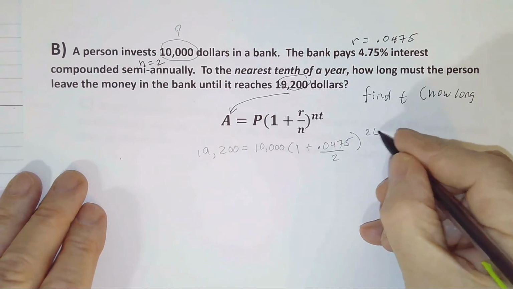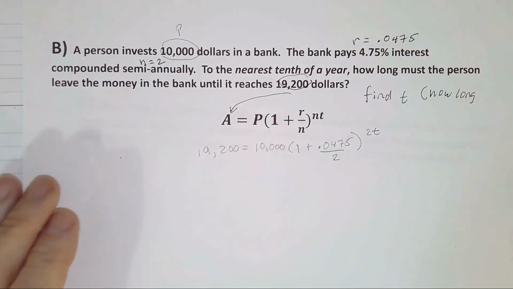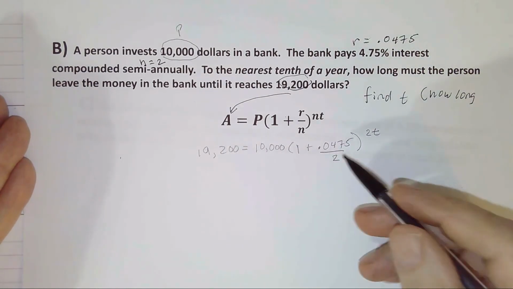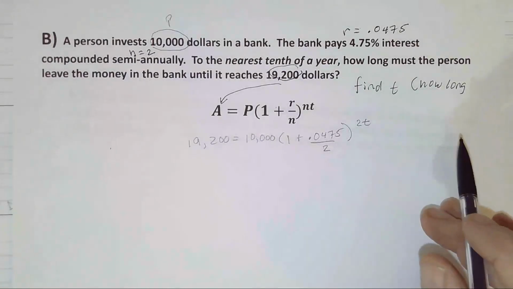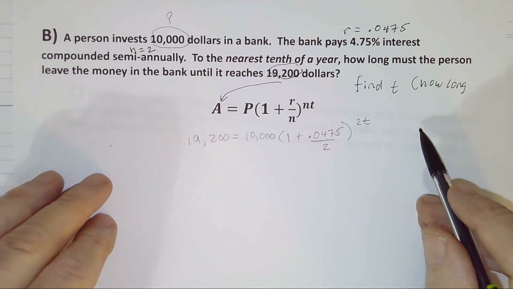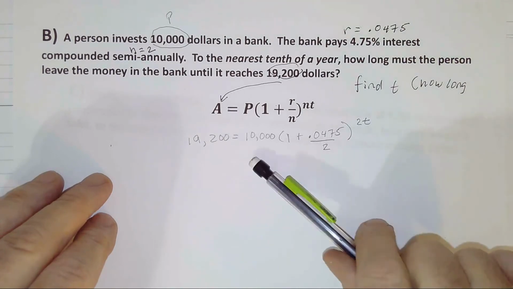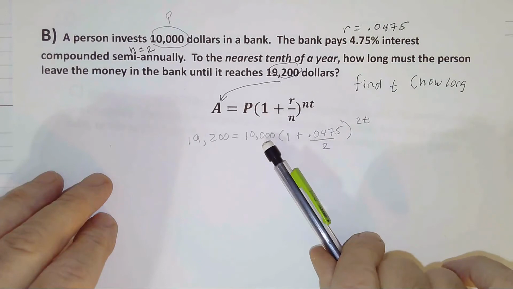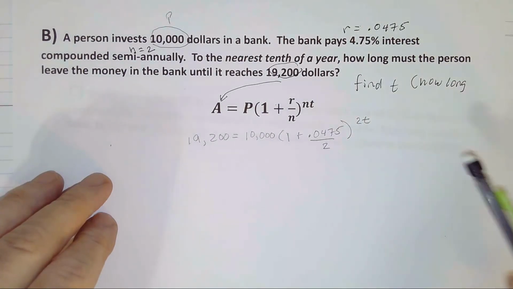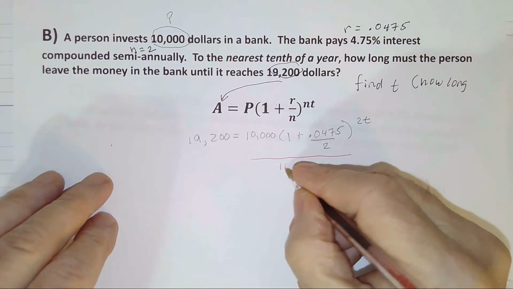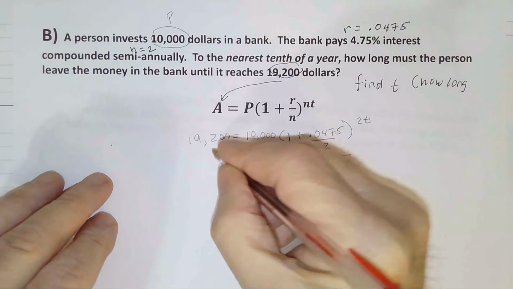Now we want to find t. Obviously this is the compound interest formula. Now that we've got this, we just need to go ahead and solve it. I want to get that t by itself. This is the base, this is the exponent, so this is my a. I have to divide everything by $10,000. So I'm going to divide by 10,000, and I'm going to do that on this side.